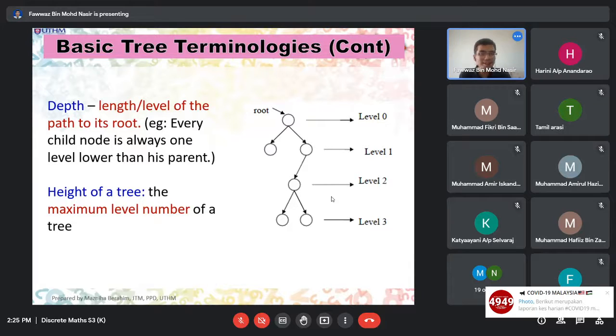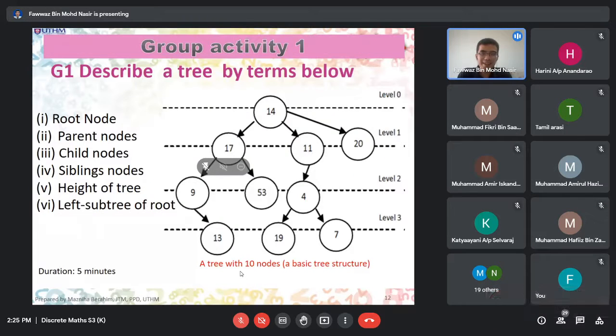Any question? Faham, sir. No question, sir. Okay, jadi cuba identify ni individually. Given this tree, identify the root node, parent nodes, child nodes, sibling nodes, height of the tree, and the left subtree of the root. Sekejap kita discuss. Cuba identify dalam 2 or 3 minutes.